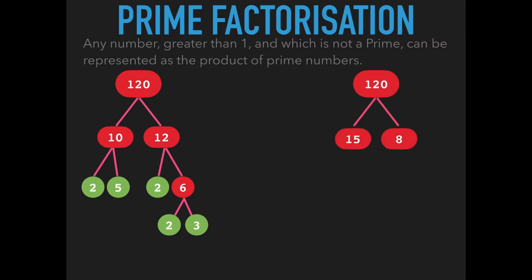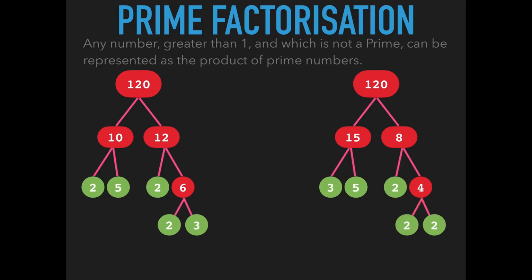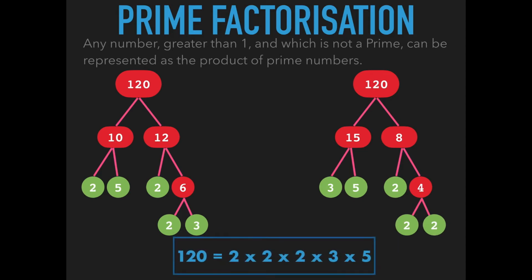Now there is another way where we can factorize 120. So in the first step we can write 120 as 15 times 8, where both of them are not prime numbers. 15 can be factorized as 3 times 5 and 8 can be factorized as 2 times 4, and 4 can be further factorized into prime numbers as 2 times 2. So a number can be represented as a product of prime numbers, and this representation is unique for every number except for the order of the factors.